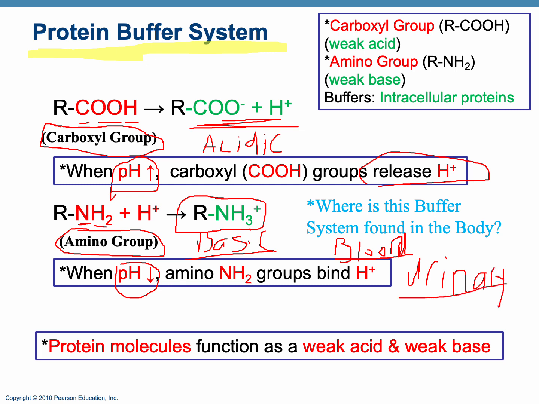So urinary and blood circulatory are two major locations where the protein buffering system is working all the time. Okay, so know your buffering systems. If I were to give you one of the equations, the chemical reactions, you need to identify the buffering system. You also need to know where they're actively working in your body. And of course, be aware of the different parts of the actual chemical reaction too.